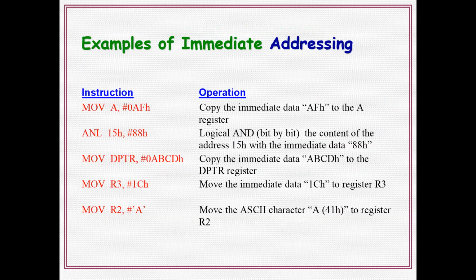And an example of immediate addressing mode: MOV A, #0AFH. Here, we copy the immediate data AFH to the A register. Here the 0 indicates that if the first letter is an alphabet letter, then we must pass 0. Only then can the compiler understand it, otherwise it will generate an error. So here 0 indicates that the first letter may be an alphabet.